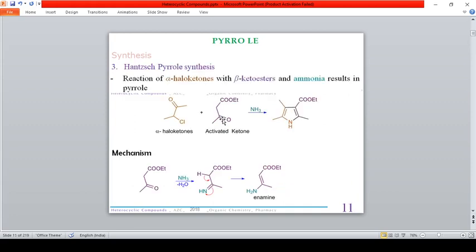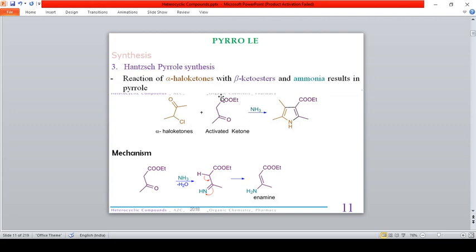Now comes the second synthesis, Hantzsch's Pyrrole synthesis. What does this synthesis do? It's a reaction between alpha haloketones and beta ketoester. Now, alpha haloketones. This is the ketonic group. So this is the alpha carbon and the second carbon here is the beta carbon. So it has a halogen group, or we can say chlorine, at the alpha position. So this compound is alpha haloketones.